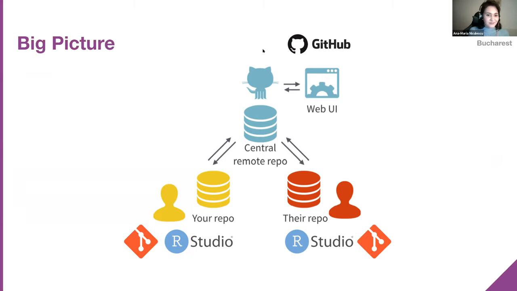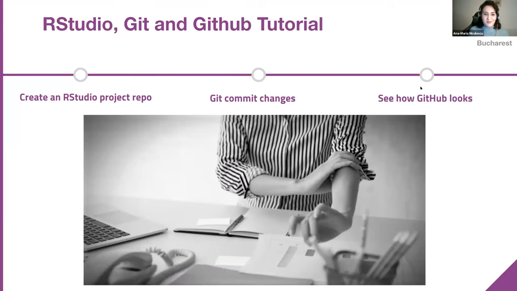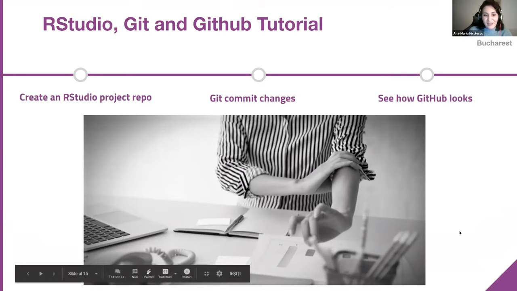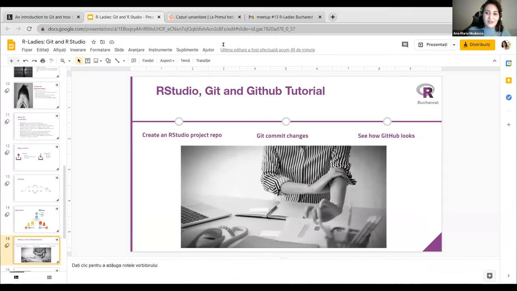All right. So let's roll up our sleeves and go to the tutorial. We will create a very, very simple RStudio project, which will also be a GitHub repo. We will interact with Git commands, and we will see how GitHub looks. And I would like to make it as a story. I think we all learn easier from stories.